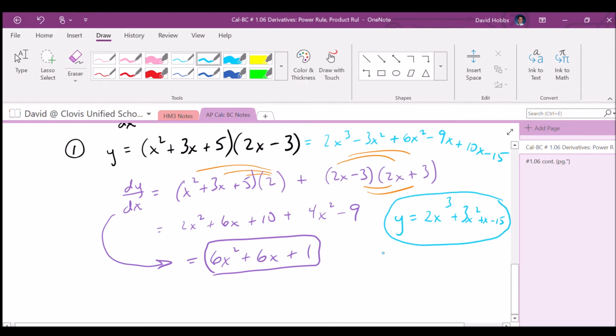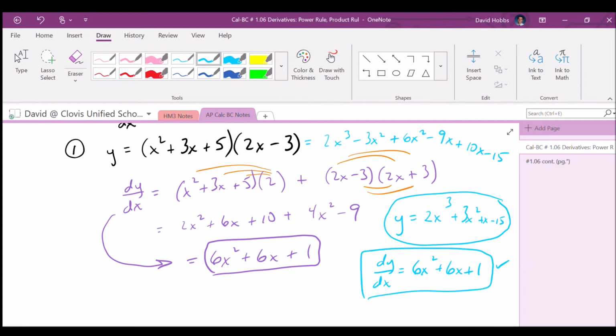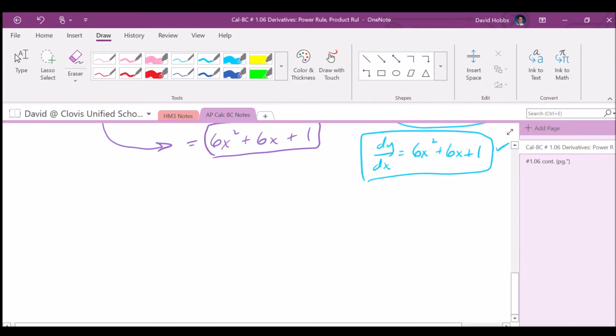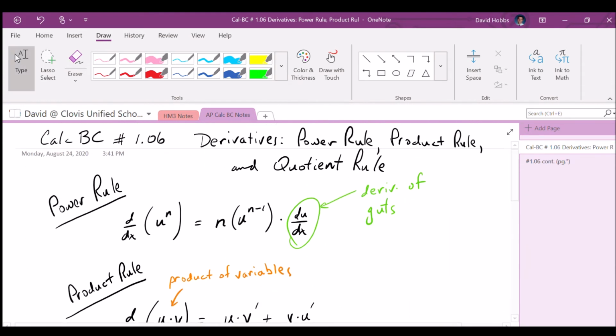Okay, so now if I do the derivative of both sides with respect to x, I get 6x squared plus 6x plus 1, and the negative 15 becomes a 0. So, you know, it works out. Product rule works. Okay. Secondly, I guess I got to switch pages.